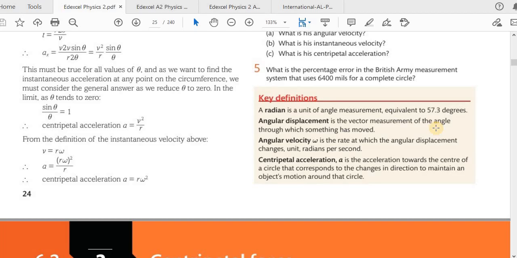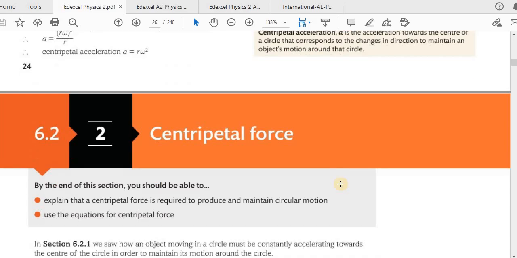Angular displacement is the vector measurement of the angle through which something has moved. Angular velocity omega is the rate at which the angular displacement changes. Unit is radians per second. Rate of change of angular displacement. Centripetal acceleration is the acceleration towards the center of a circle that corresponds to the changes in direction to maintain an object's motion round that circle.